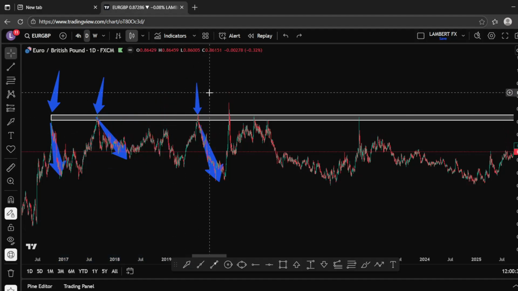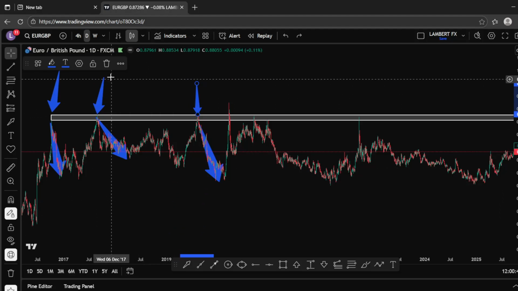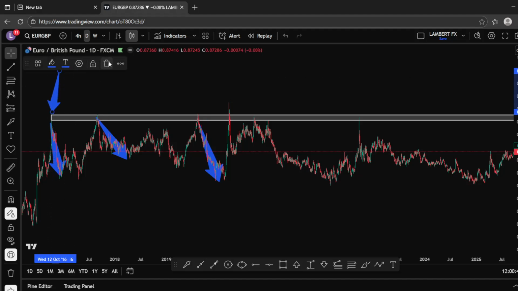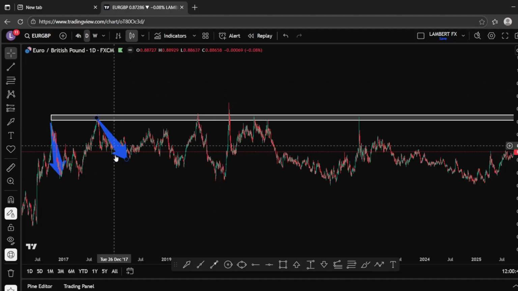Let me clear all this just to have a clean chart. Okay, so where are we?